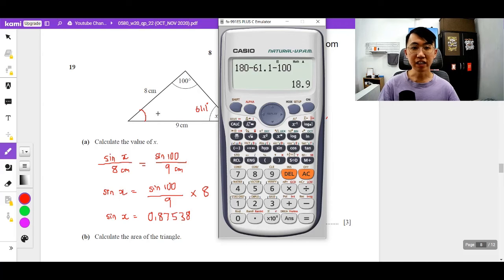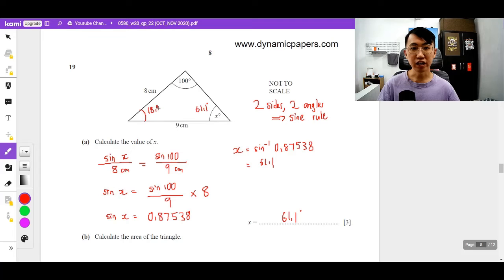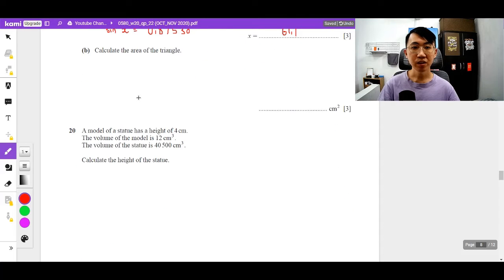So the missing angle over here is 18.9 degrees. Alright, calculate the area of this triangle. Actually, I'm trying to use the formula. Area is half AB sine C. Alright, so we are going to plug in our numbers.